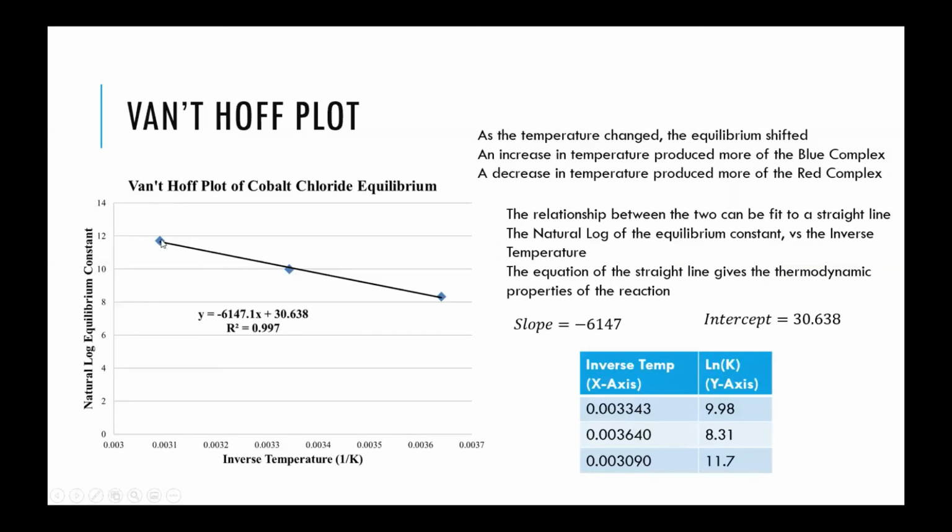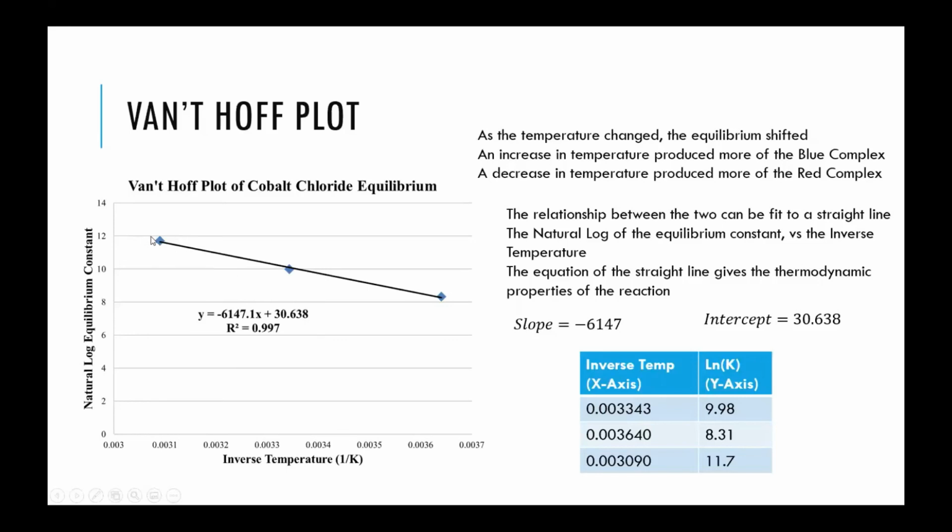And what you're doing is plotting a Van't Hoff plot of cobalt chloride using your data. So for each of the three temperatures, you're calculating the equilibrium constant. And then when you plot the natural log of the equilibrium constant on the y-axis versus the inverse temperature on the x-axis, this is what's called the Van't Hoff plot. And it should be a very straight linear line. From that, you can determine the equation of that straight line. You can just solve for a slope and an intercept value.